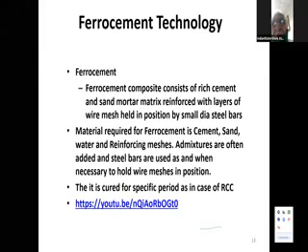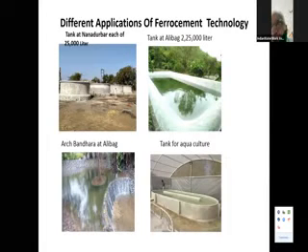One IIT student had gone to Sikkim, and he was present for one of our workshops, and there he constructed one tank. He used to call me on video call and see. It is a simple technology. It's not only rural. You can use it in urban areas also. See, these are different applications of ferrocement.